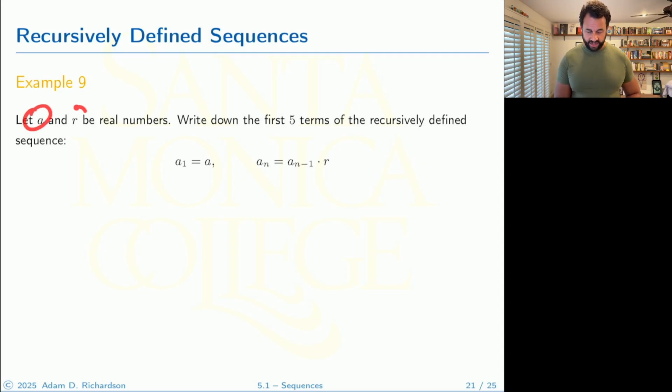We're going to let A and R be real numbers, so just real numbers. Write down the first five terms of this recursively defined sequence. A1 is A, and An is going to be the previous term times R. Okay, so give the first five terms of that sequence. Think about it for a moment.